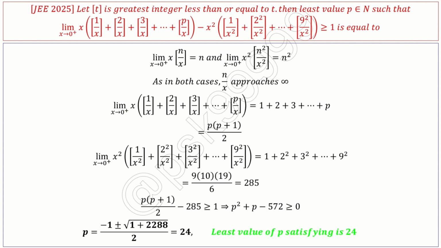If you get a doubt whether it is 23, 24, or 25, once you know the value, you check the value of the expression and see where it is greater than 0. So 24 is the answer for this one. Next.